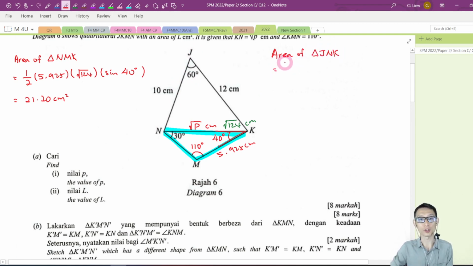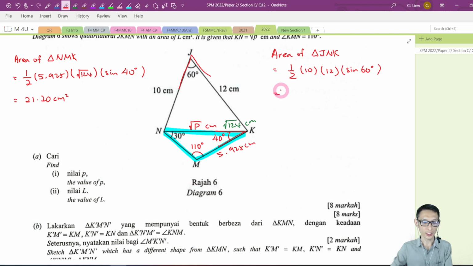Okay, this one is pretty straightforward. 1 over 2 times 10 times 12 times sine 60 degrees. Okay, this one will be equal to 51.96 square centimeters. So now we can get the area of this quadrilateral.